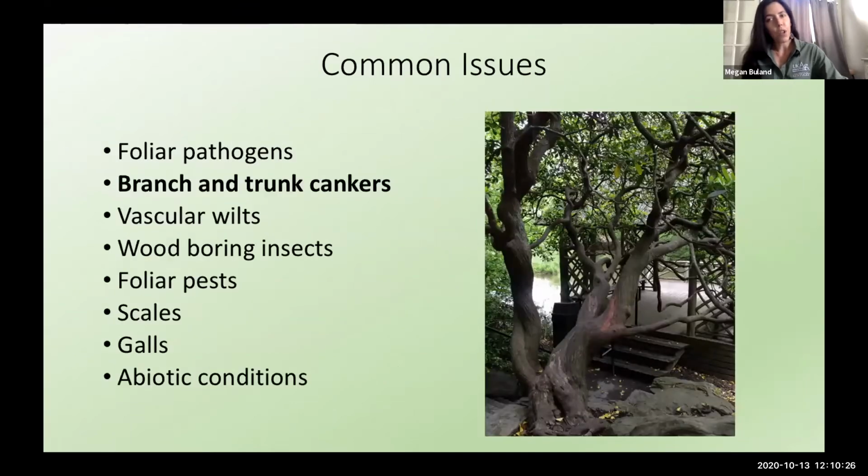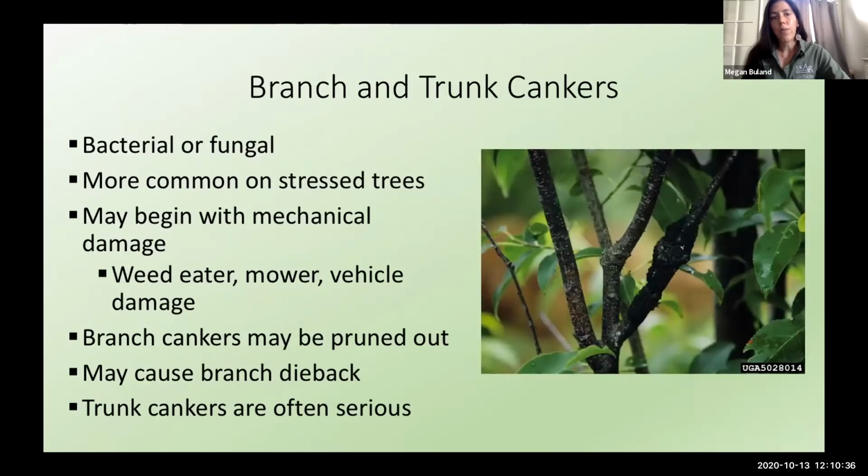Moving on from foliar pathogens, we're going to talk about issues that affect the branches and trunk of your tree, that main woody tissue of the tree. And these branch or trunk cankers can be bacterial or fungal. And much like foliar pathogens, branch and trunk cankers are more common on stressed trees. And they can also be exacerbated by mechanical damage.